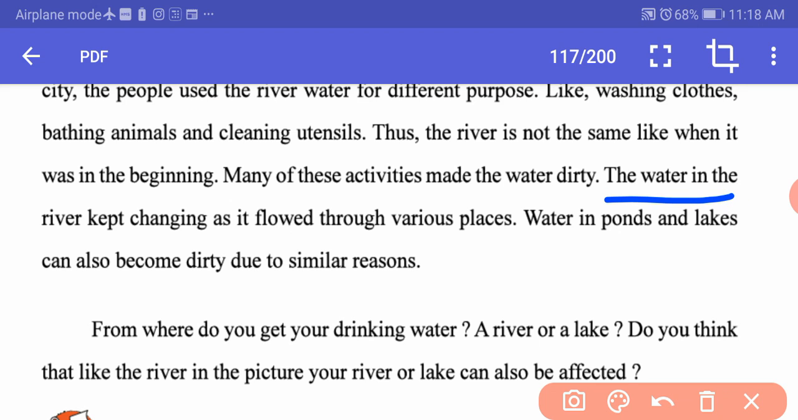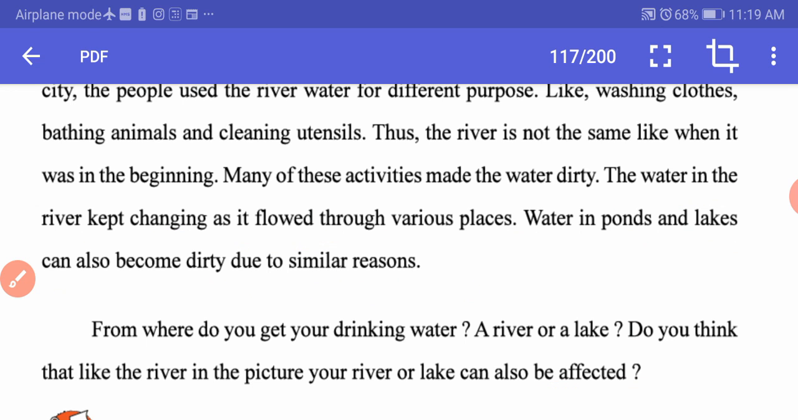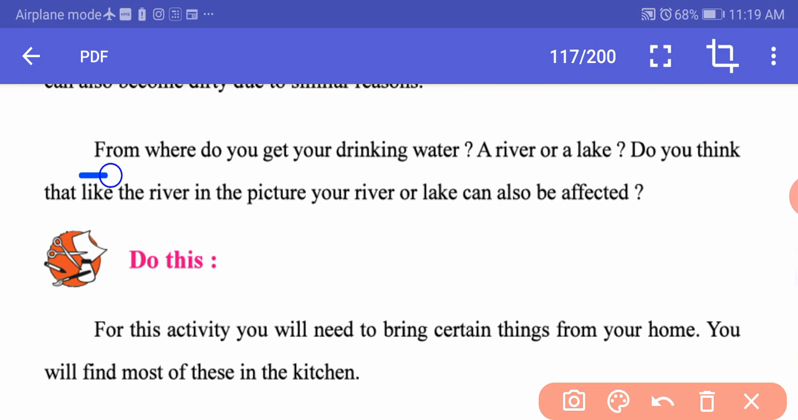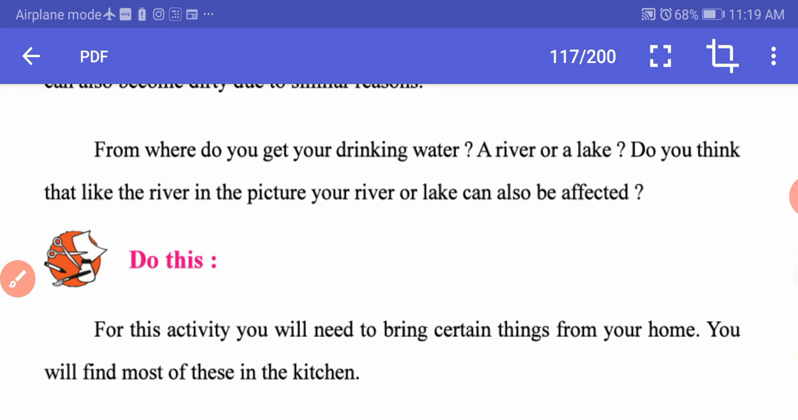The water in the river kept changing as it flowed through various places. Water in ponds and lakes can also become dirty due to similar reasons. From where do you get your drinking water? A river or a lake? Do you think that, like the river in the picture, your river or lake can also be affected? So you can write your answer over here.